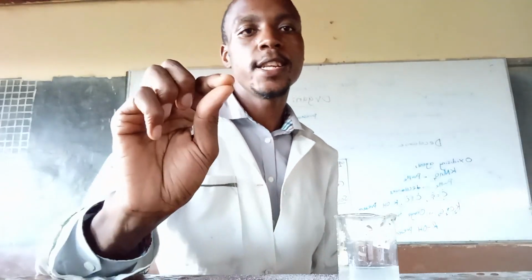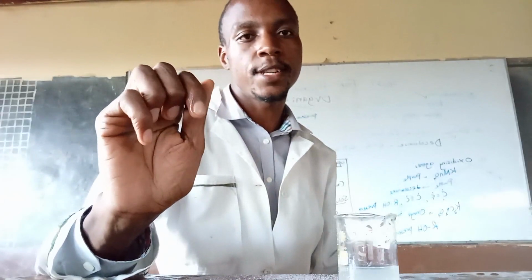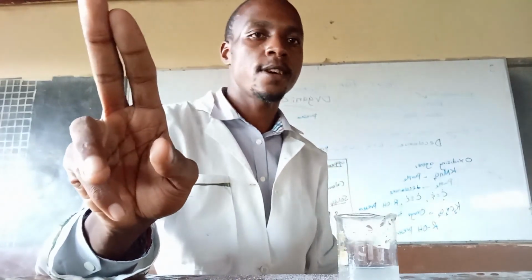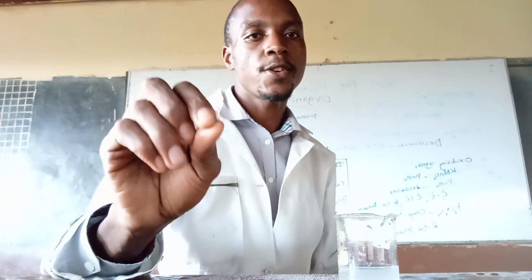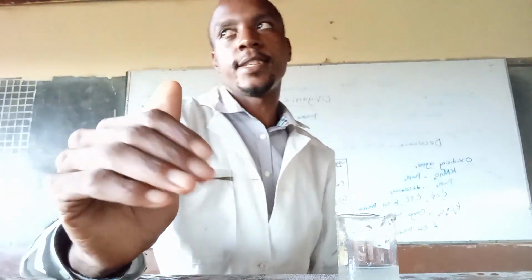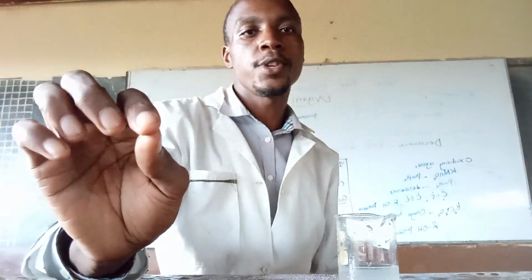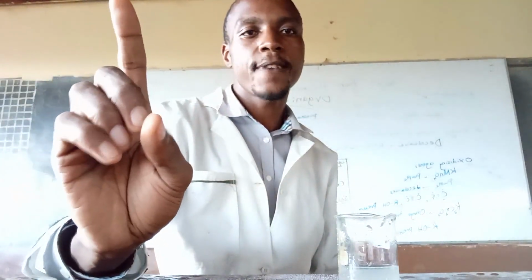So if lead nitrate is acidified and the solution remains white, then sulfate ions and chloride ions are present. But if it is not acidified and the solution turns white, then sulfate ions, sulfite ions, carbonate ions, and chloride ions are present. Basically, the acid is used to remove or decompose the sulfite ions and the carbonate ions.